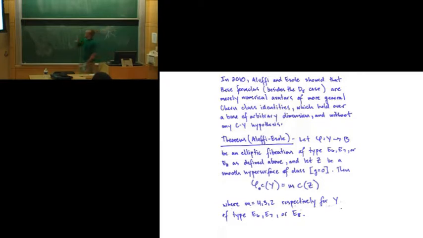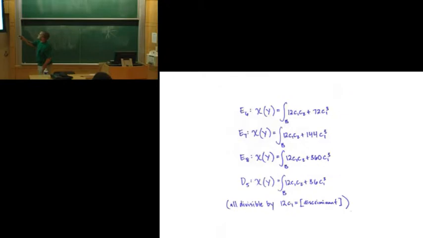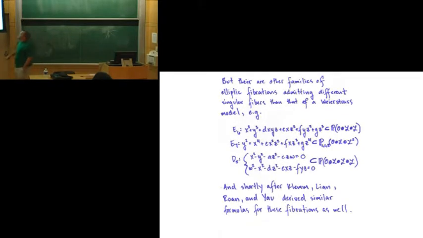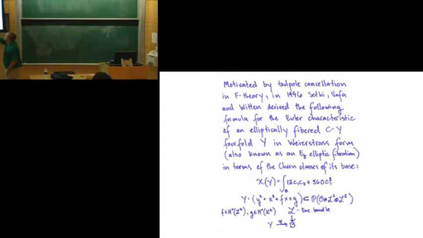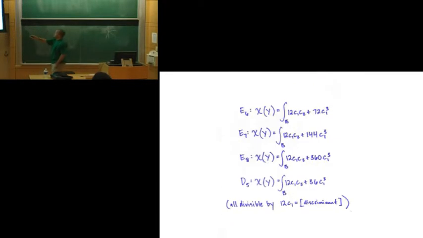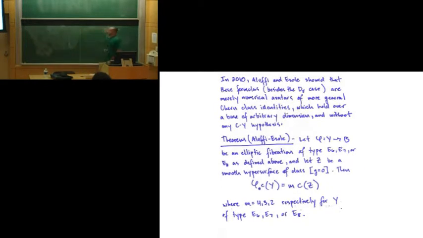More specifically, let phi from Y to B be an elliptic fibration of type E6, E7, or E8, as defined above. And let Z be a smooth hypersurface of class g equals 0, as we can see in all the equations. The E6, E7, and the E8 case before all have a coefficient g. So Z is in the same divisor class as the vanishing of that section of the line bundle.